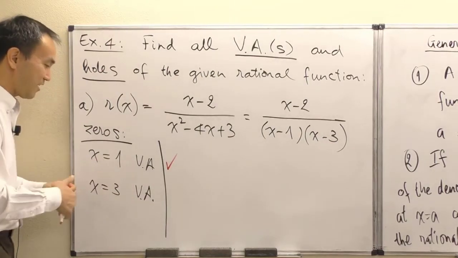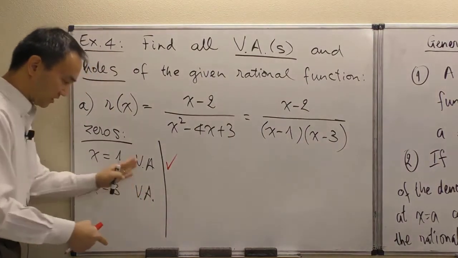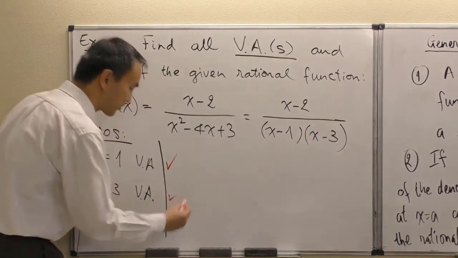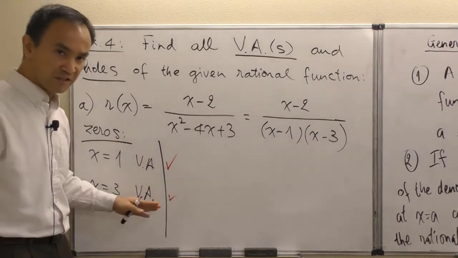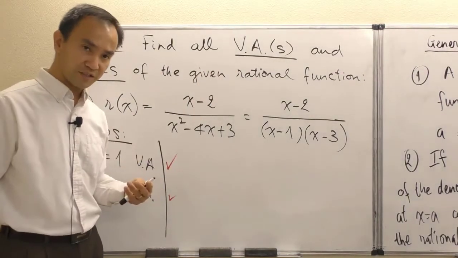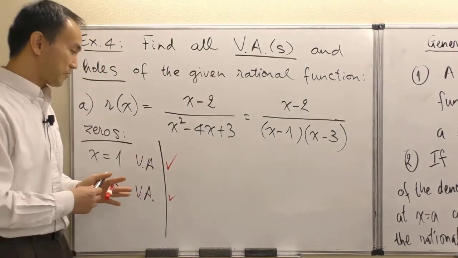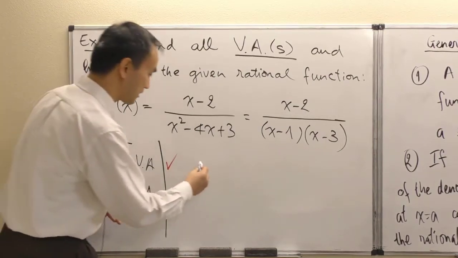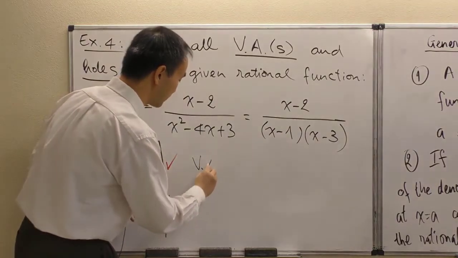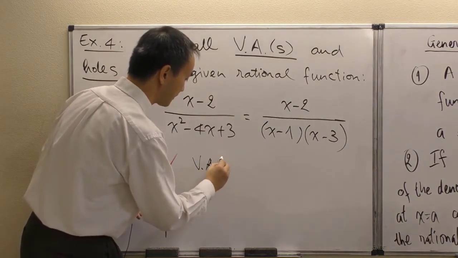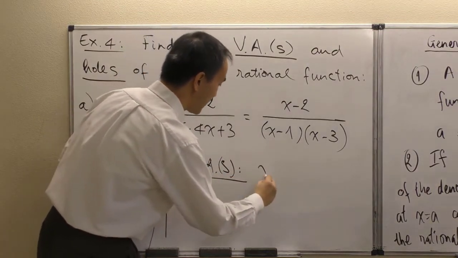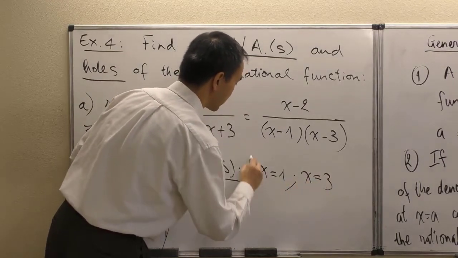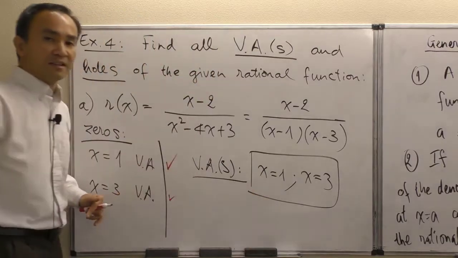All right, so earlier I was making a prediction that these are VAs, and now I approve that prediction because none of these became holes. So now we have no holes. These zeros are all VAs. So as we are concluding our answers, as far as VAs, we have them all: x equals 1 and x equals 3. These are all the VAs right here. Now we can put our answers in a box.